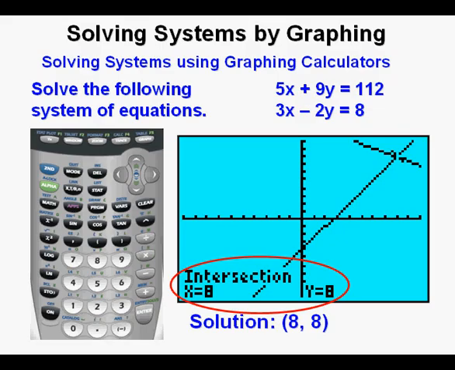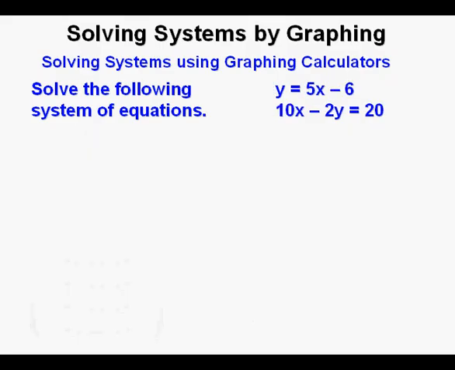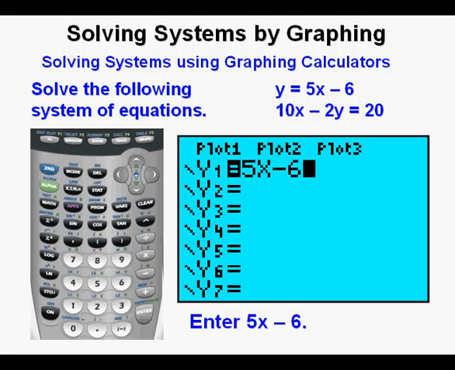Here we have another system of equations. We have y equals 5x minus 6 and 10x minus 2y equals 20. One equation is in slope-intercept form and one is in standard form. I want you to watch carefully because it's a special situation. First we enter 5x minus 6 in y1, so we have the first equation entered.